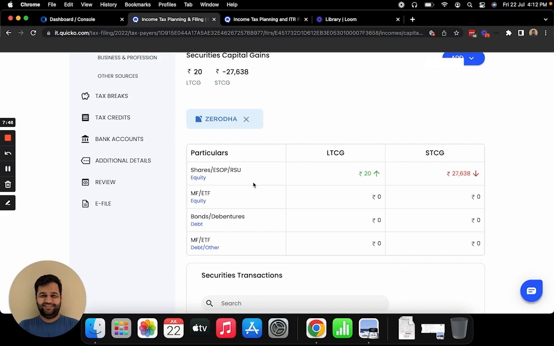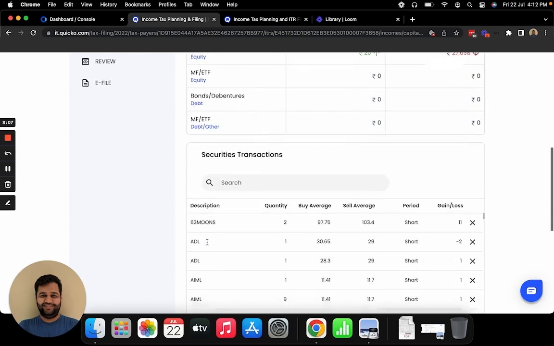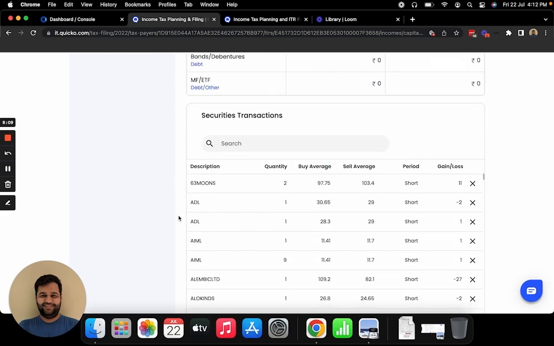They really love our product because all those hundreds of thousands of trades can be imported into Quicko's platform in a snap. So you can see Quicko has nicely categorized all your capital gains across different segments: Shares, ESOPs, RSUs, mutual funds, bonds, debentures, and debt, MF and ETF. And down below here, you can see all your securities transactions. So any scripts you purchased and sold during the given financial year would be reflected here.